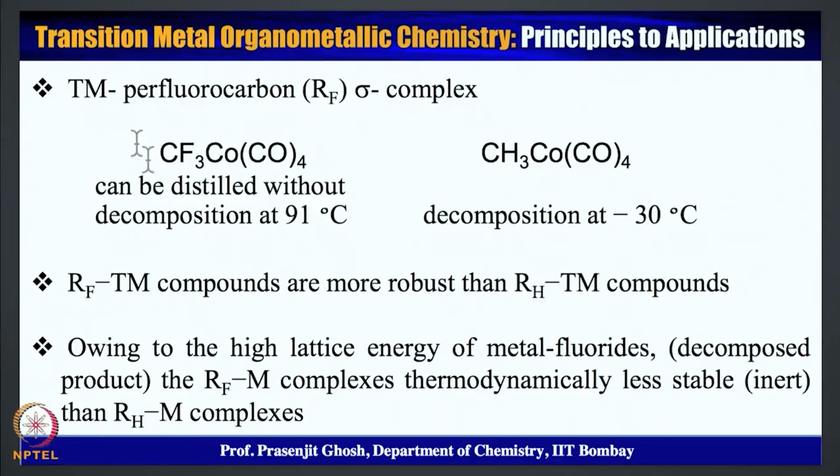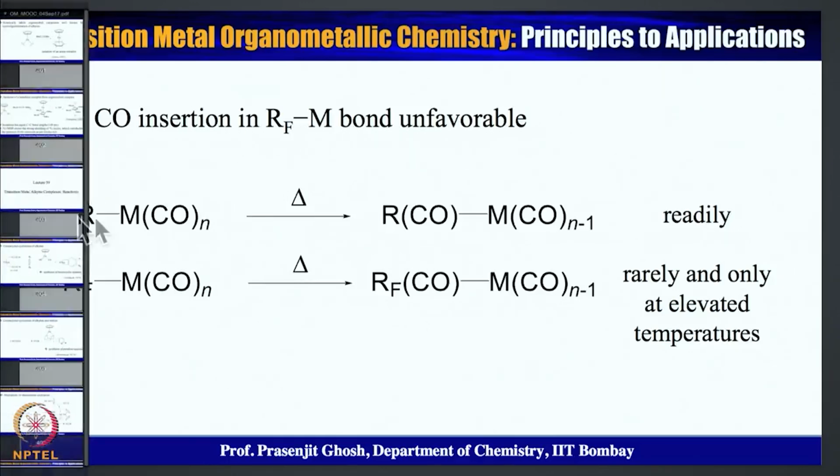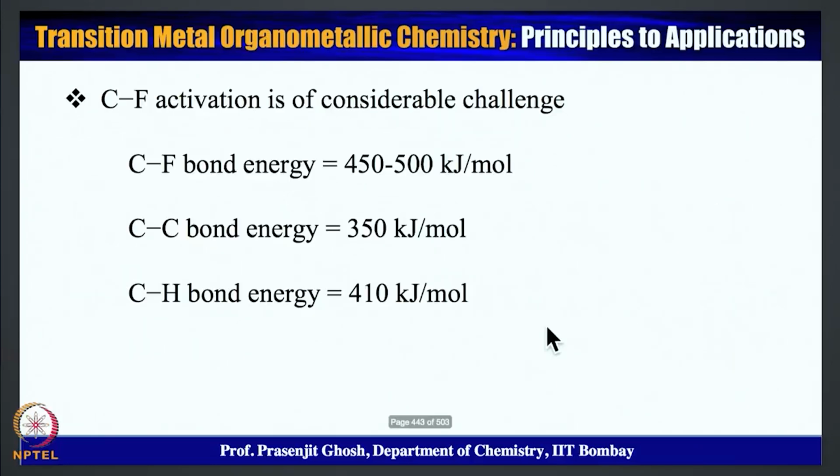Then moving on from CC bond activation, we have discussed transition metal perfluorocarbon complexes, for example CF3Co(CO)4 and CH3Co(CO)4, and we saw that the perfluorohydrocarbon complexes are more robust. So, we have looked into various kinds of reactions which are favorable or unique to these perfluorometal bonds. For example, CO insertion in metal carbonyl occurs readily, but in the perfluorinated organocarbonyl it does not take place.